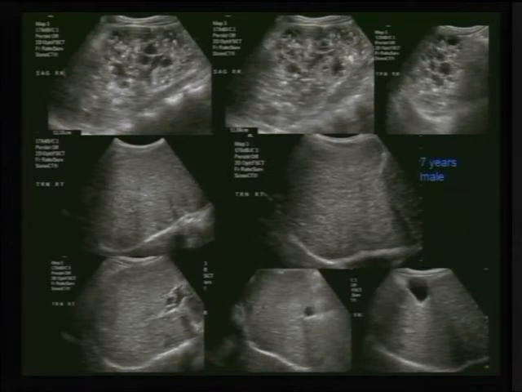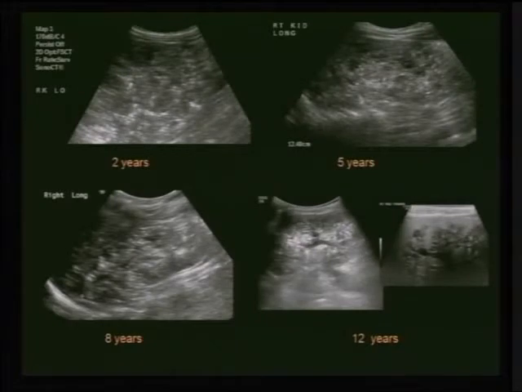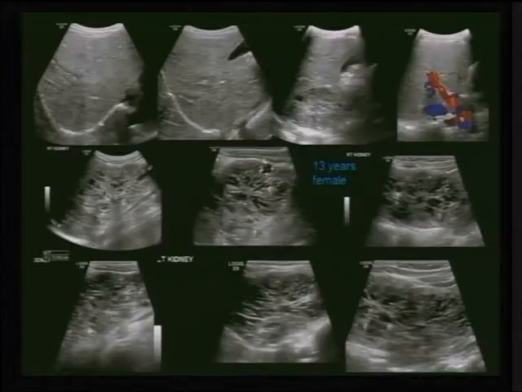Similar picture when the child grows up to the age of 7 years, and you can see that the liver is starting to have cirrhotic changes. By the age of 21 years, usually they are in either liver or renal failure. And this is the same kidney at different ages, 2, 5, 8, 12. The kidney has hardly changed. You cannot see much cystic change, and it is just an echogenic large kidney.